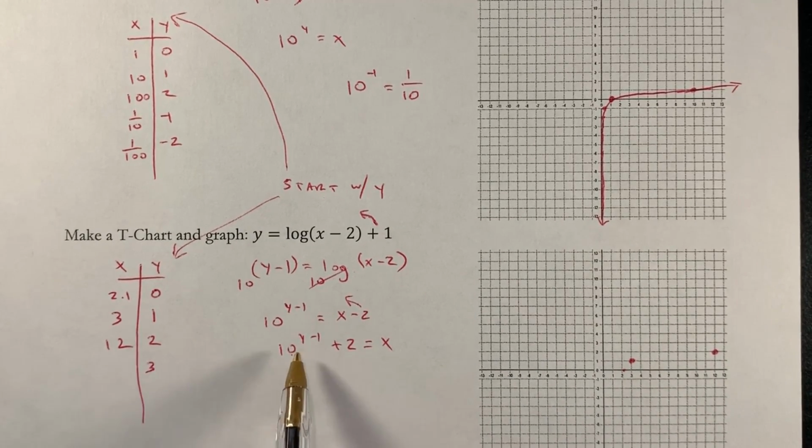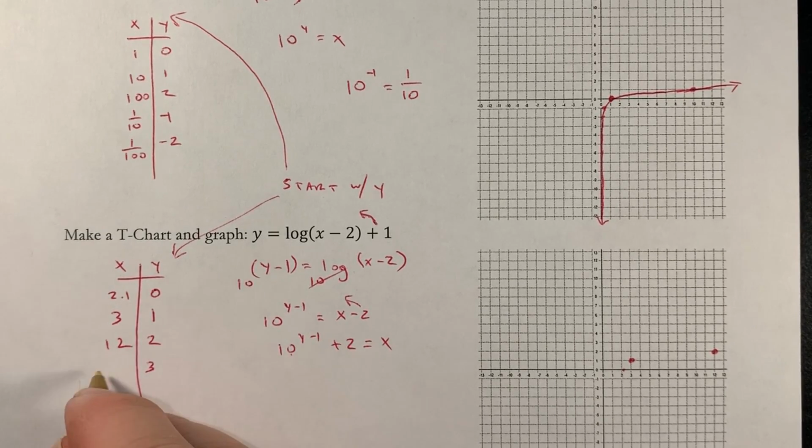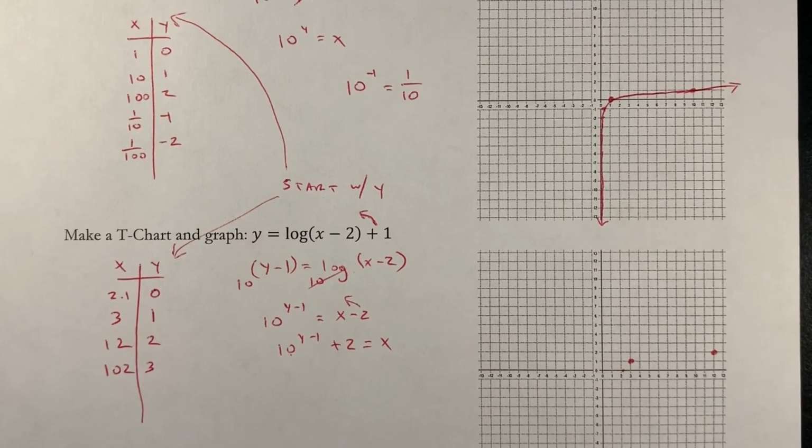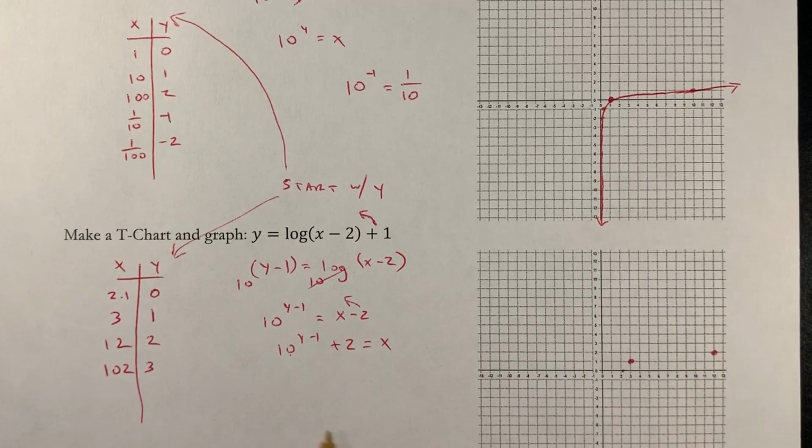Okay, then we've got 3 minus 1. So that's 10 to the second power, which is 100, plus 2 is 102. So we've got to go all the way out to 102 on the x-axis before we can reach 3. So we're not going to go that far.